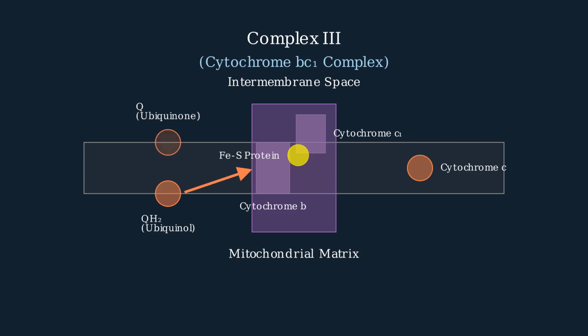When ubiquinol binds to the Qo site of complex 3, it donates its electrons and gets oxidized to ubiquinone. The electrons follow 2 different paths in a process called the Q cycle. 1 electron goes through the iron-sulfur protein to cytochrome c1, and finally to cytochrome c. During this electron transfer, protons are pumped from the matrix to the intermembrane space, contributing to the proton gradient.